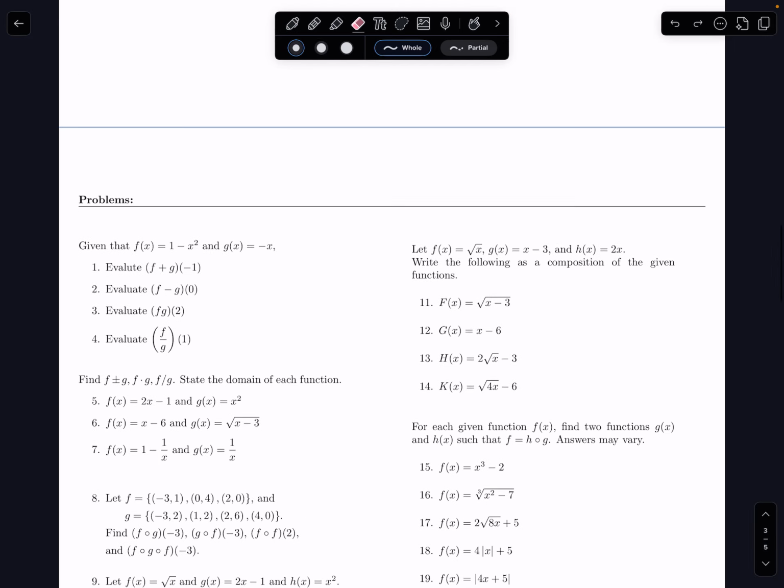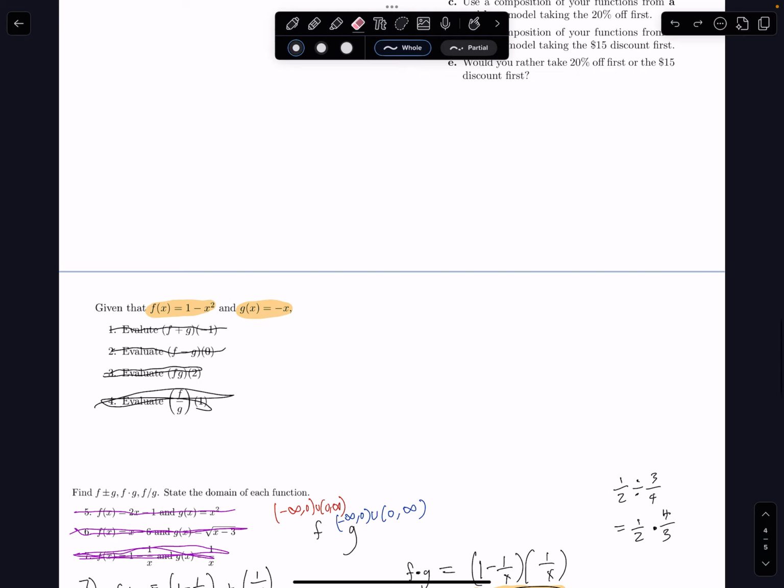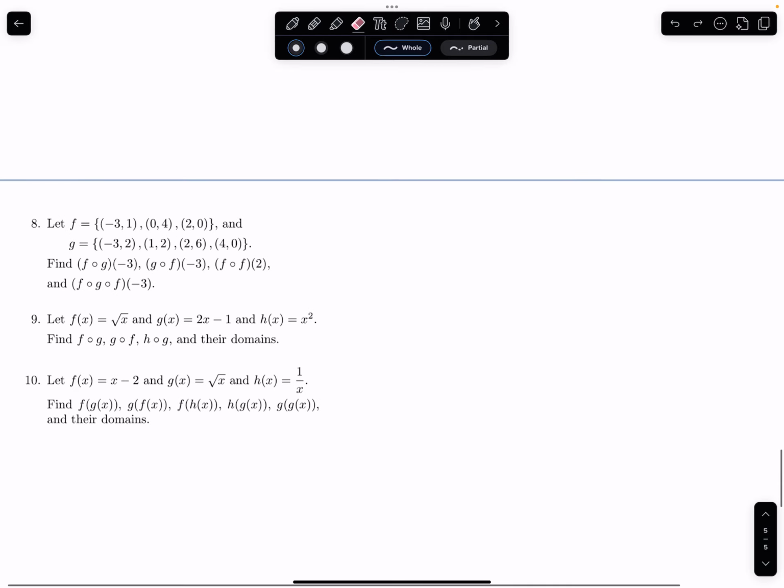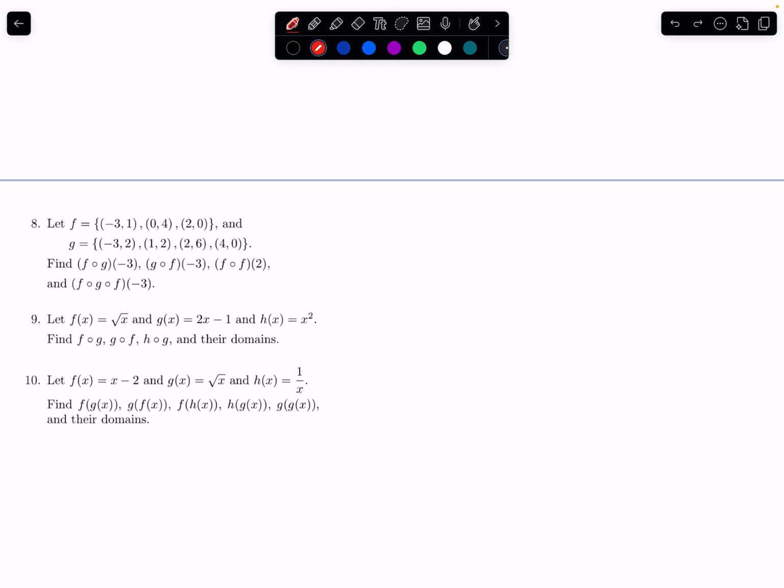Okay, let's try question number 8. Oh, I actually copied and pasted it down here. Okay, so question number 8, we have functions as ordered pairs. So this tells you if I input a -3, then it's going to pop out a positive 1. That will be the output. Here's the input, output, right? X value, Y value. The same for G. So we'll do this one by one.